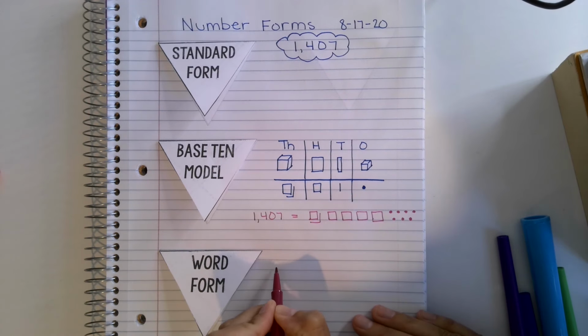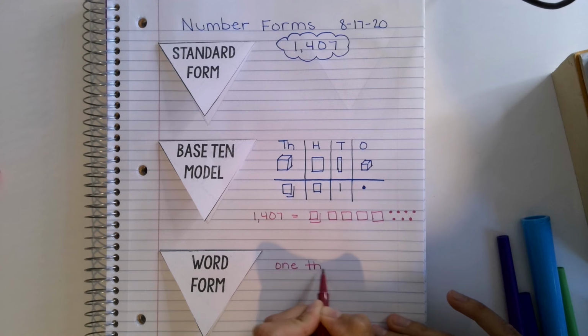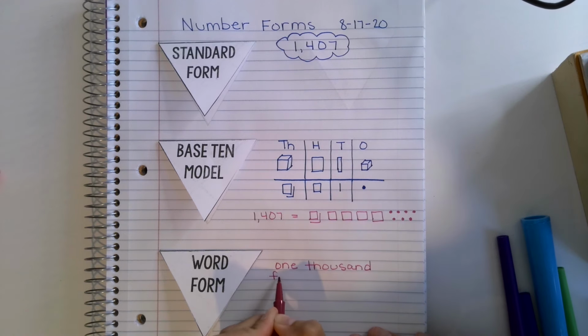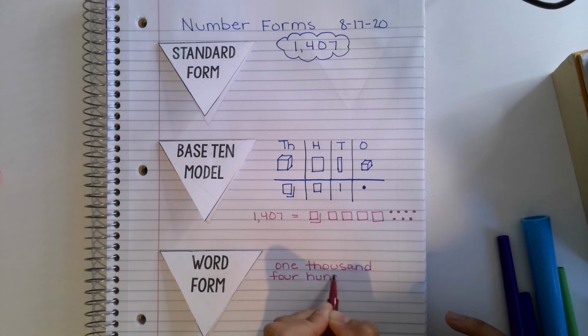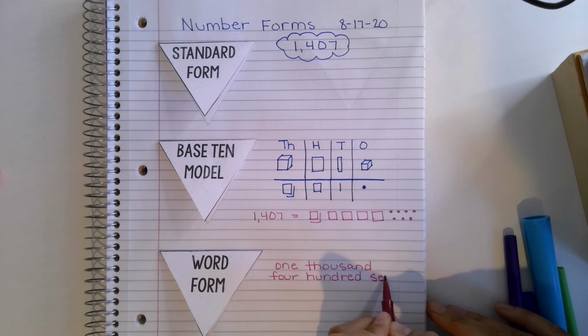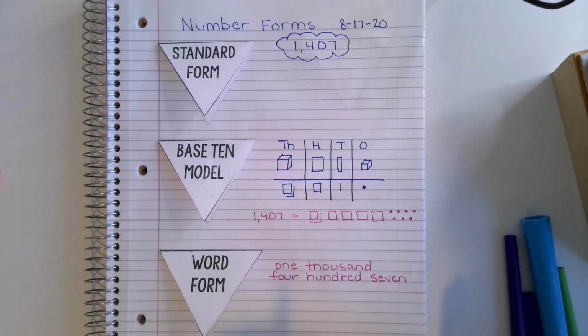Okay. So 1,000. 400. 7. Okay. And yes, spelling does count.